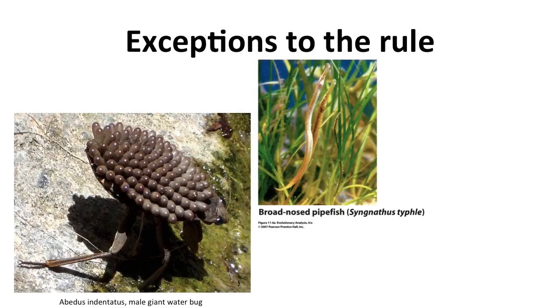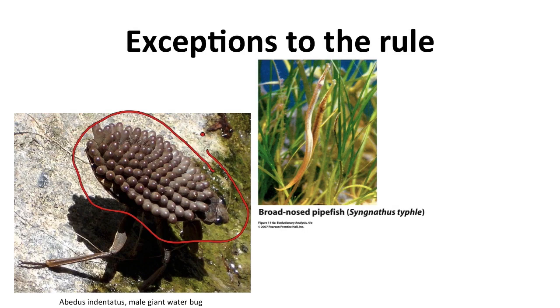Now, there are some exceptions to the rule that help us interpret these. These exceptions include things like the giant male water bug, one species of which is shown over here. This is an interesting case. What happens with these water bugs is the eggs are put onto the back, and it's absolutely essential for the males to take care of these eggs.